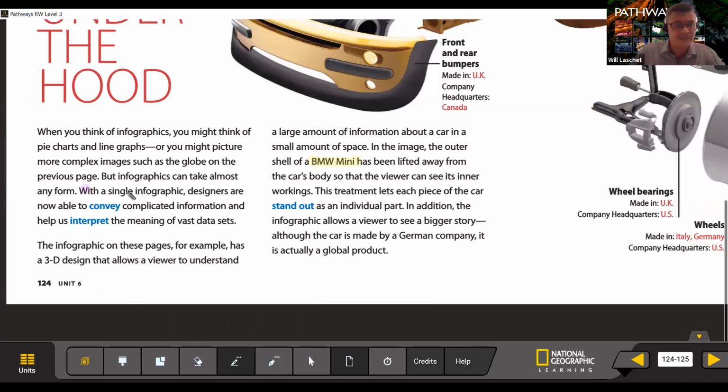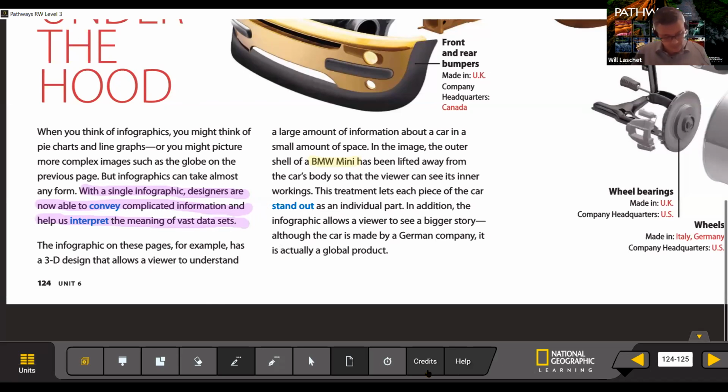We can see here, with a single infographic, designers are now able to convey complicated information and help us to interpret the meaning of vast data sets. There we go. So this is really the advantage of an infographic. We can show very complicated information and huge amounts of information in one picture. And this is really down to cleverness and skill in design. All these words in blue here, these target language, are explained elsewhere on the page.